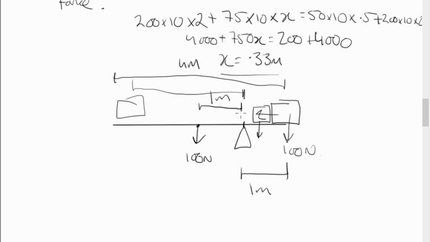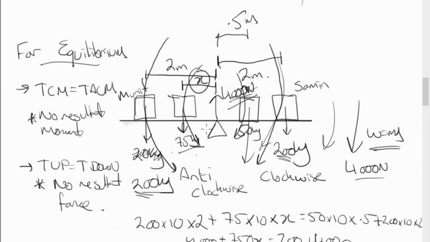Anything placed exactly on top of the pivot will not contribute to the moment. So we don't consider it in the calculation. It passes straight down. For example, if we go back to this question, what is the total downward force? It's going to be 2000 plus 750 plus whatever was there, 500, plus 2000, right? So that's the total weight acting downwards.